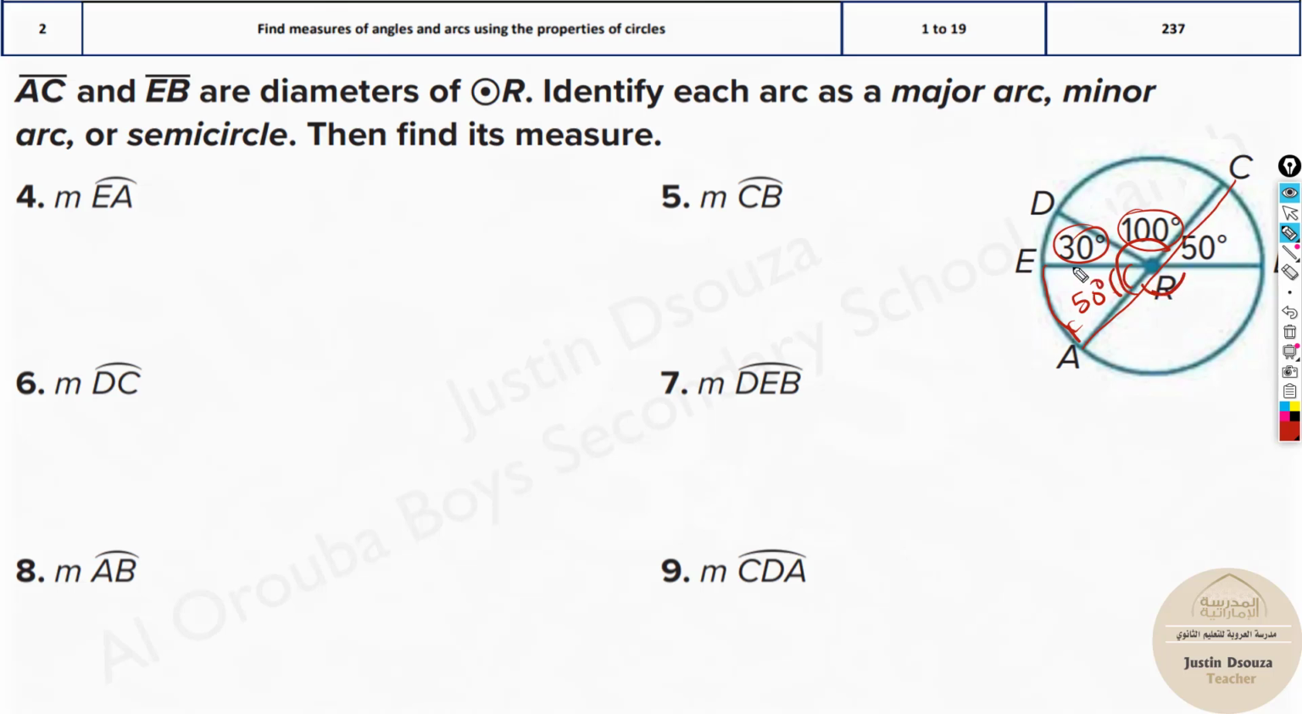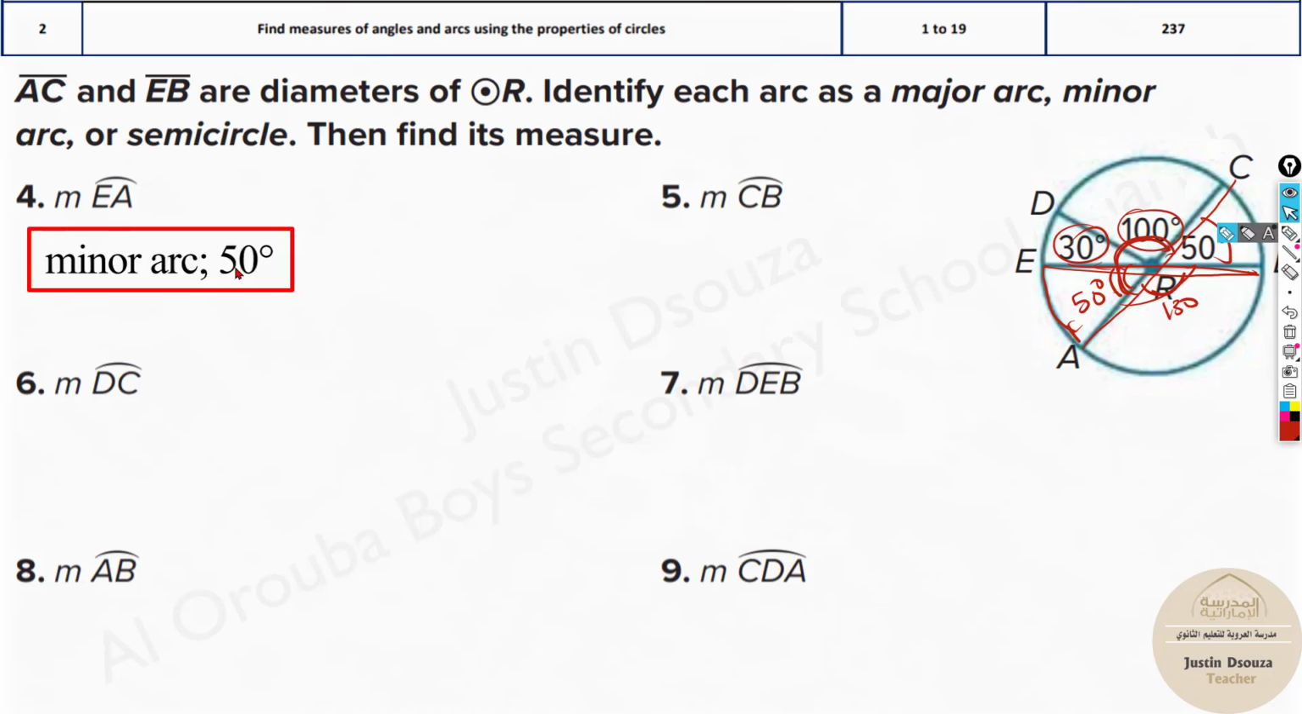And what is this angle here? This is again 180 minus 50, which will be 130. You can also see this as vertically opposite. These both are vertically opposite angles. This is 130, vertically opposite angles. There are various ways to solve it.